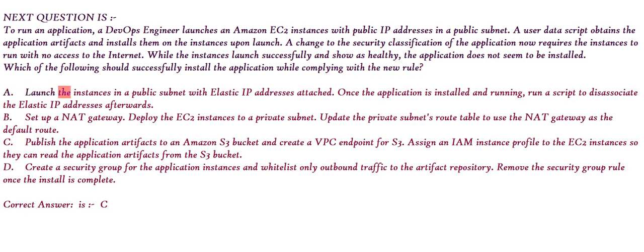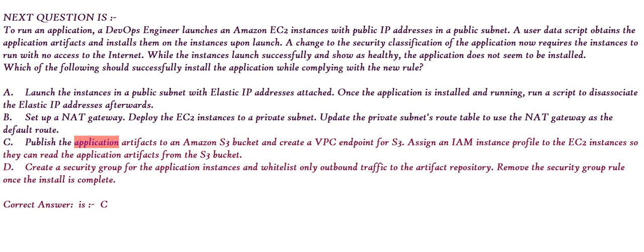Which of the following should successfully install the application while complying with the new rule? A. Launch the instances in a public subnet with elastic IP addresses attached. Once the application is installed and running, run a script to disassociate the elastic IP addresses afterwards. B. Set up a NAT gateway. Deploy the EC2 instances to a private subnet. Update the private subnet's route table to use the NAT gateway as the default route.